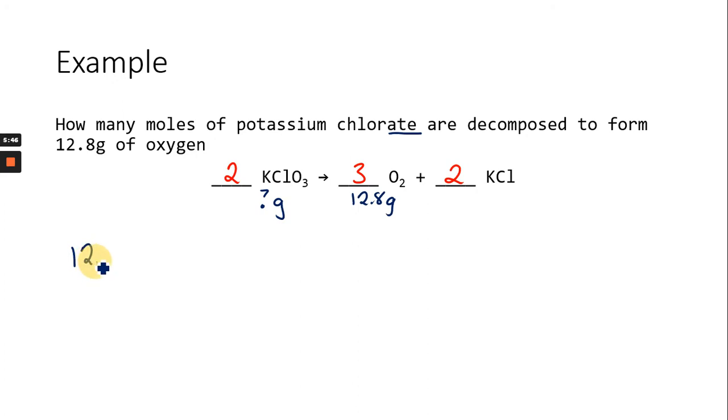Always start with your given value. Always bring your unit and your substance diagonally down to the bottom. Now the first step is always to convert your given to moles. And since we're in grams, we need to convert this to moles first. So we look on the periodic table.